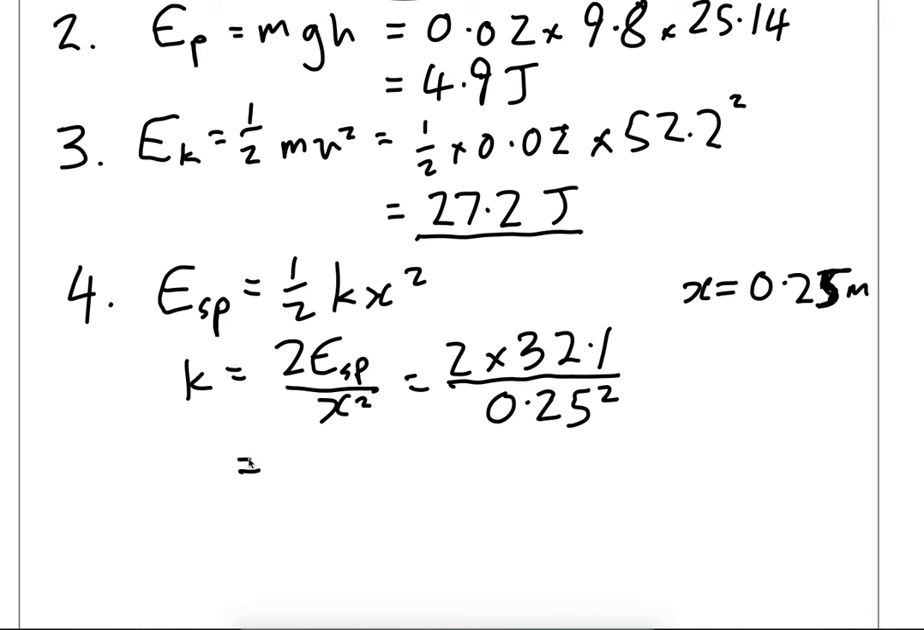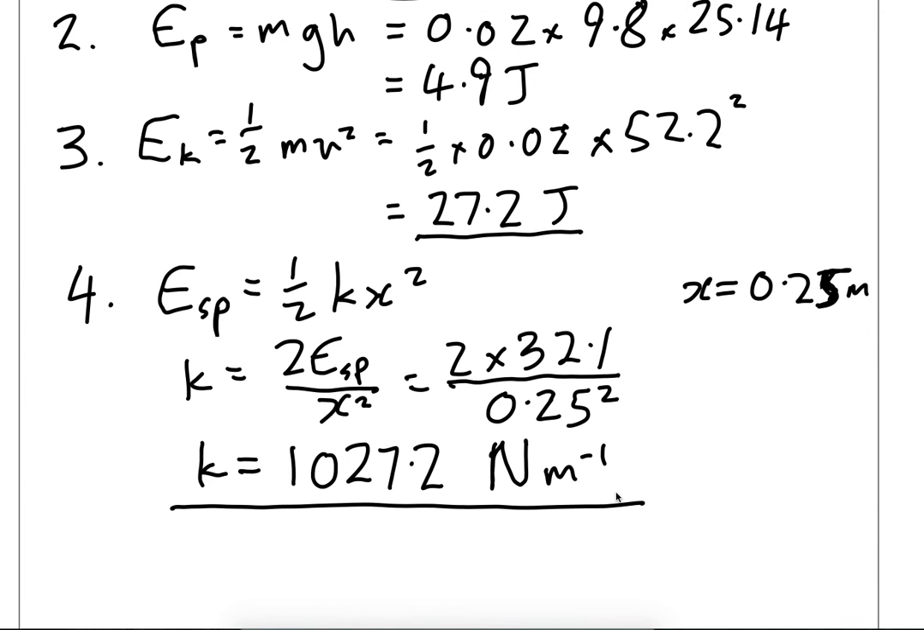And if we do the calculation, we get 1027.2. And the units of spring constant are newtons per meter, because it's a force of that many newtons to pull it back for every meter that you pull it back. So that's a sensible unit for that. So the spring constant of the bow is 1027.2 newtons per meter.